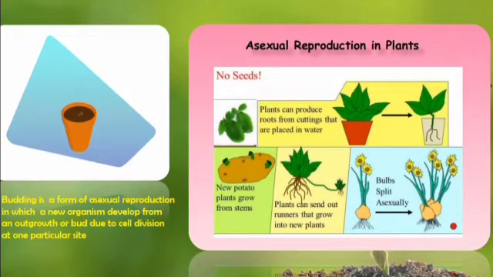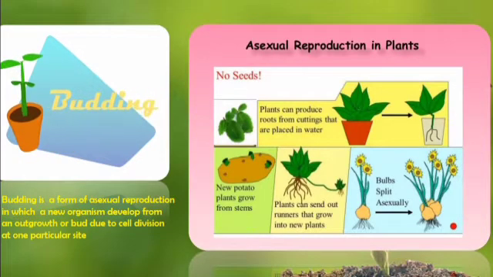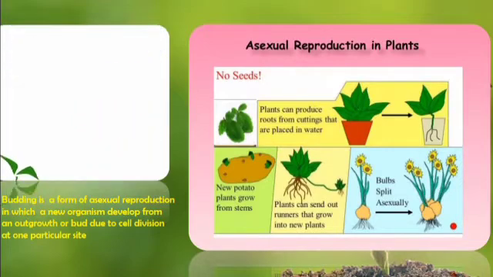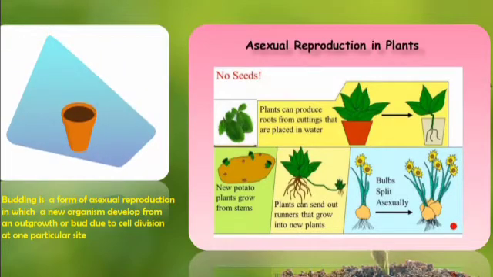Plants can produce roots from cuttings that are placed in water. Another example is the potato. A new potato plant grows from the stem. Plants can send out runners that grow into new plants. Another example is the bulb. Bulbs split asexually.